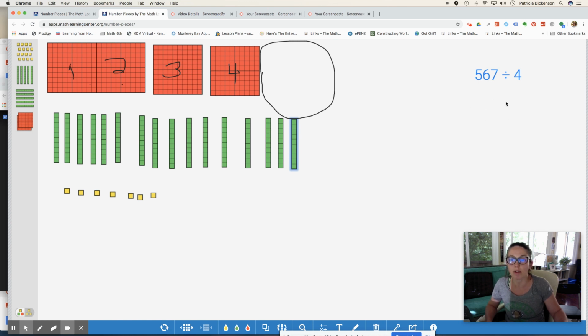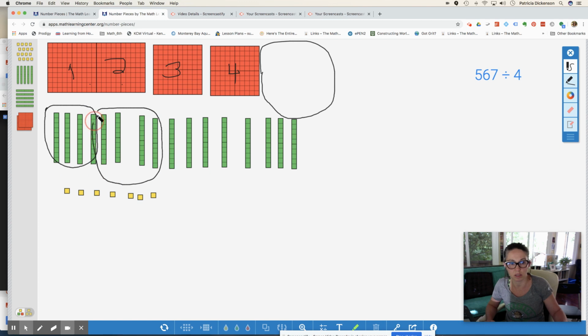So how many groups of 4 can I make with 16? Well, I know 4 times 4 is 16. So each of my friends should get 4 fours. So I can make 4 groups of 4. This is how multiplication helps us with division. All right. No remainders there, nothing left over in that column.